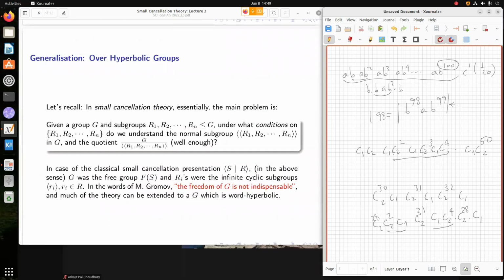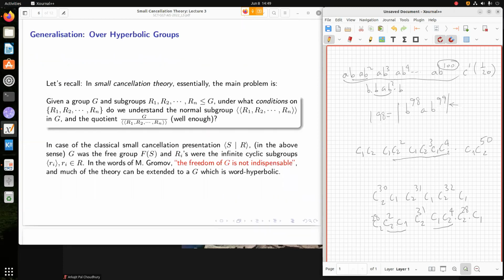Regarding that question, let us recall what we started with. What we started with was that the essential problem in small cancellation theory is that, given a group and subgroups, we want to find conditions on this set of subgroups such that we understand this normal subgroup and this quotient group well enough, so that we can have all these consequences that we saw. Now, in line with that question, what we observe is that the small cancellation theory we were talking about in the last two classes was essentially about taking the quotient of a free group generated by the generating set S by the normal subgroup generated by the set of relators R.